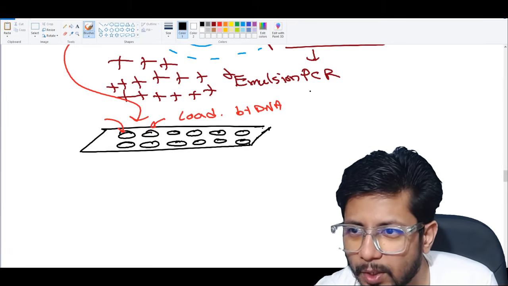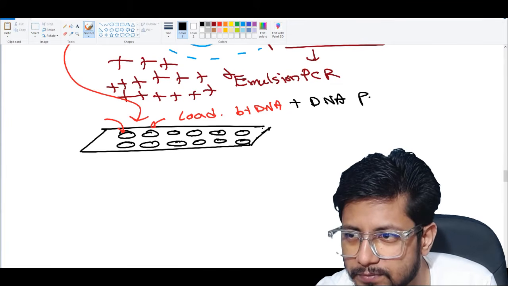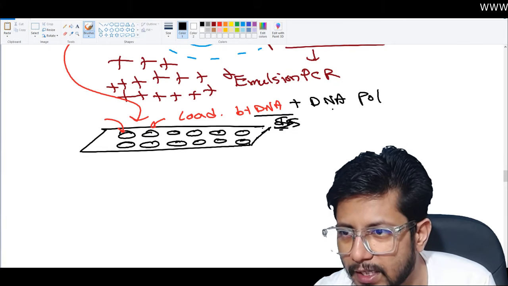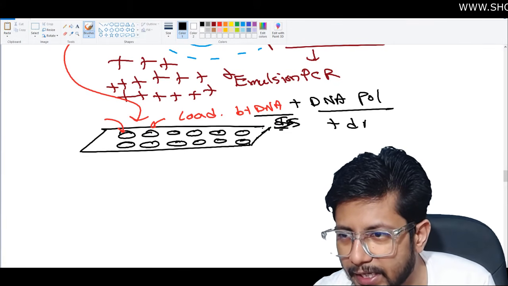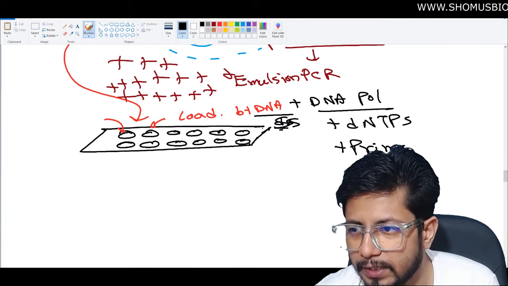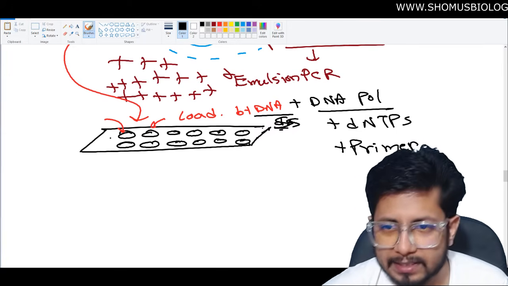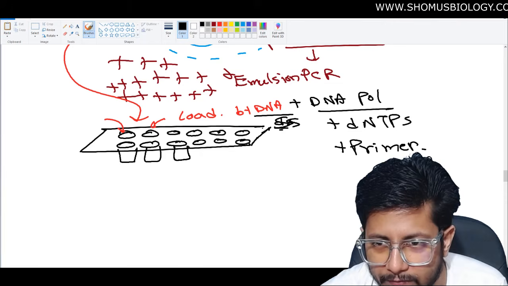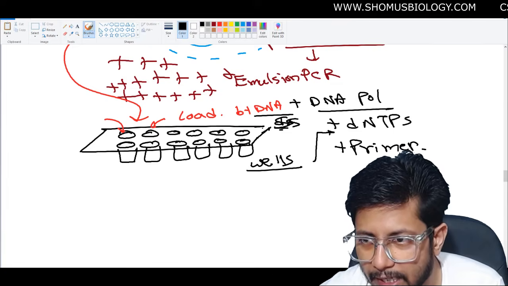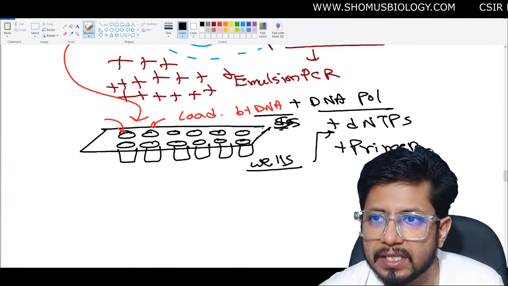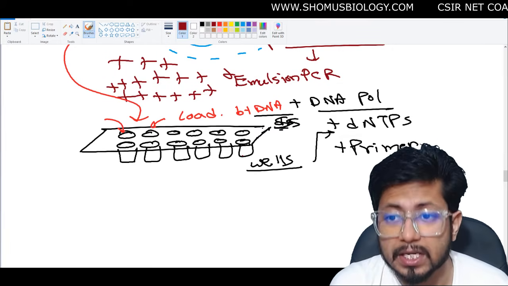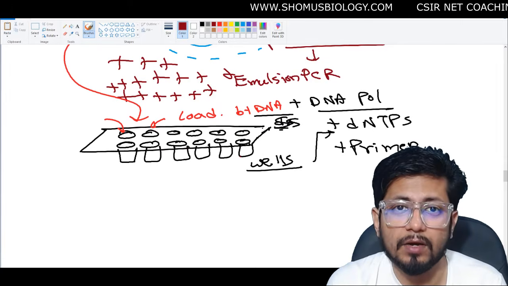Along with that, we also put the DNA polymerase. The target DNA here is single stranded, obviously. The DNA polymerase is added and dNTPs are added, and primer will also be added, inside individual wells. In individual wells we will add DNA polymerase, dNTPs and primers. We will add all these necessary components, all these necessary chemicals and factors and proteins for the process of synthesizing a new strand.